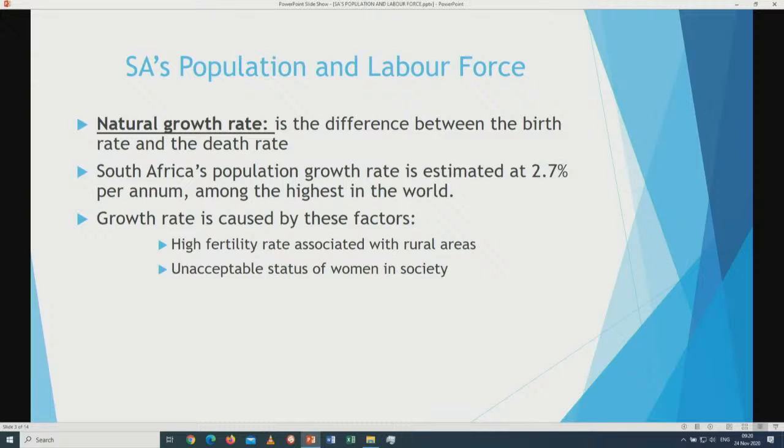Unfortunately, we still have those cultures in our country. They still don't want to accept the new status of women who can go and work and earn a living for their families. So that is one of the reasons that causes the population to grow.